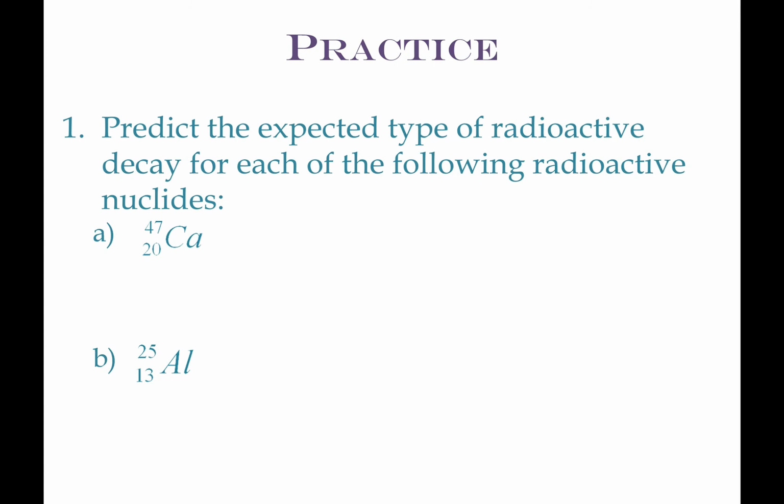Practice again, pause it, and tell me what type of radioactive decay you would expect for these ones. You need to pause it. Okay, 47 minus 20, 27 neutrons divided by 20 protons is 1.35.